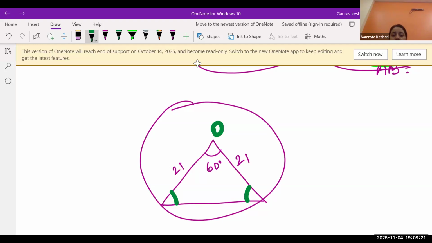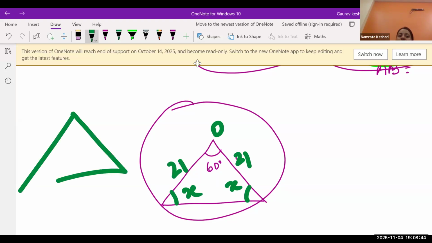Yes. Okay, because these two sides are equal. If these two sides are equal, then the angles opposite to these two sides will be the same. Okay, and if one of the angles is already 60, and this is x, this is x, so the remaining two angles will also be 60. Yes or no? Yes, ma'am. Okay, hence an equilateral triangle.